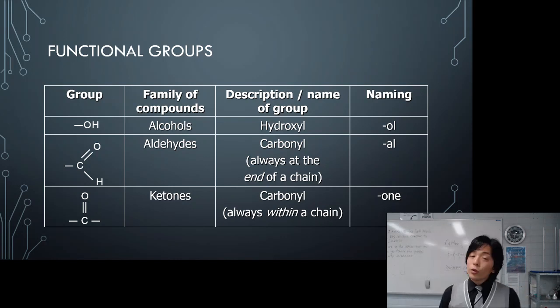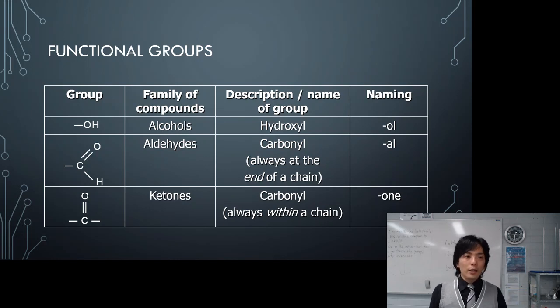Next one is aldehydes. It has CO double bond and H coming off from the carbon. So if you have got CHO at the end of any carbon chain, you can call that an aldehyde. And carbonyl, always at the end of the chain. Carbonyl is a CO double bond.